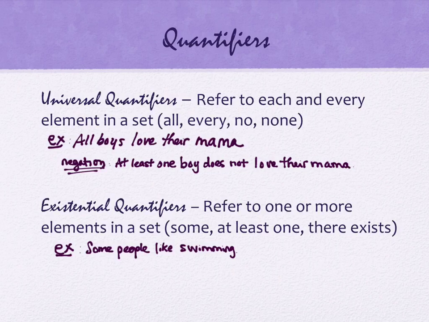That's all it takes. One boy to make that statement false. Now, existential quantifiers. I need this "some people like swimming" not to become "some people don't like swimming," because both of those statements can be true at the same time, right? I have to create a statement that cannot be true at the same time as "some people like swimming." Any ideas of what I might do?